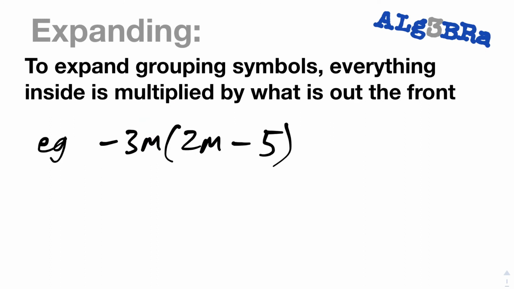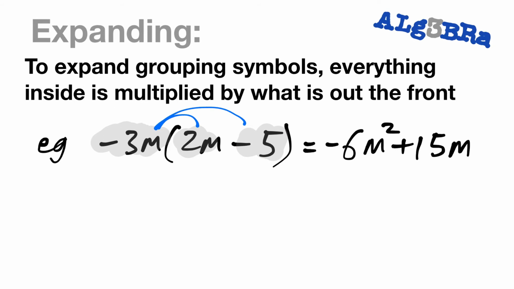In this one, be careful of negative signs. Here it is actually negative 3m times 2m and negative 3m times negative 5. So here we have negative 3m times 2m, which equals negative 6m squared. And then we have negative 3m times negative 5, which gives us positive 15m. Oh my goodness, you've got to keep those negatives.